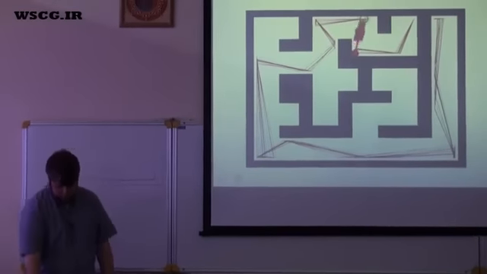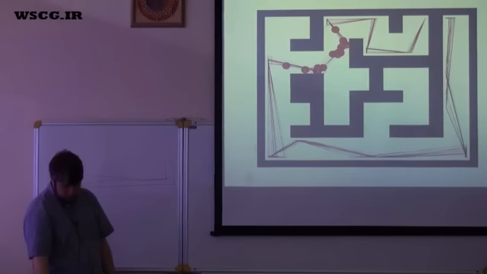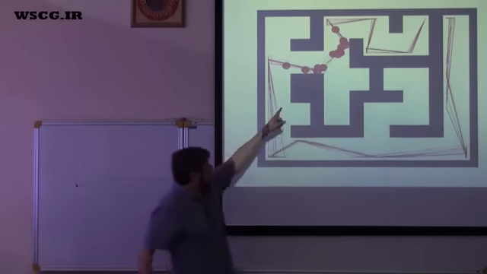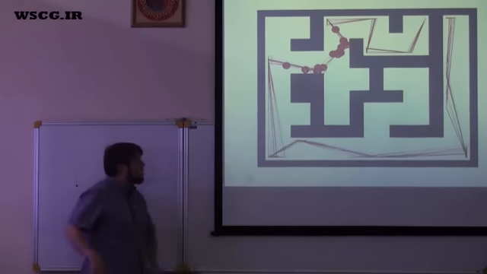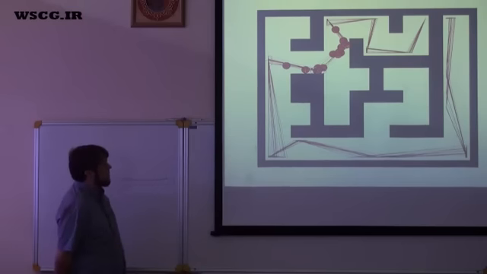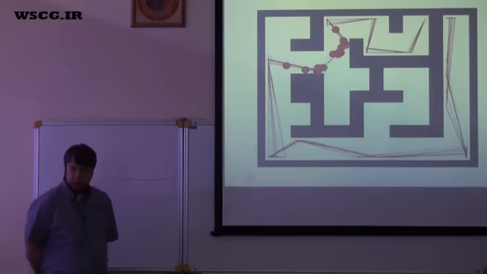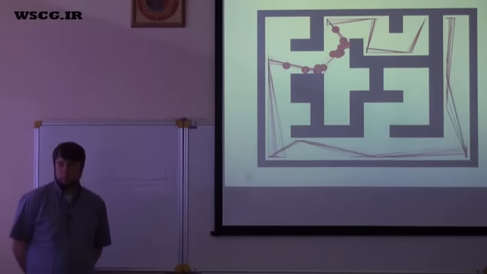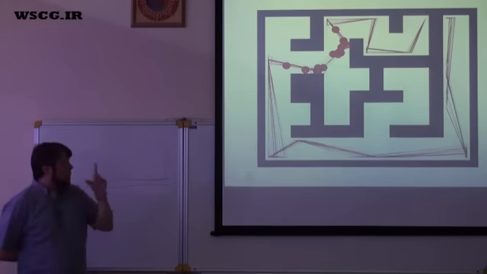Exactly here. The algorithm first tried to achieve the leftmost edge. Oh, yes. And then it tried this one. Yeah, that's right. Why did it try this one? Because both of these vertices are not convex. Oh, I see, I see.